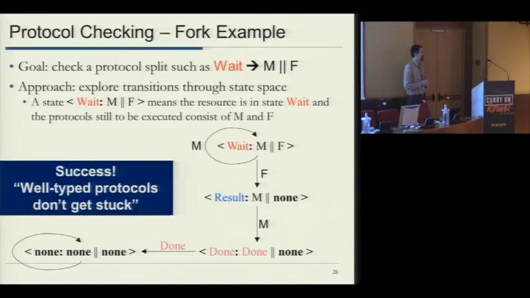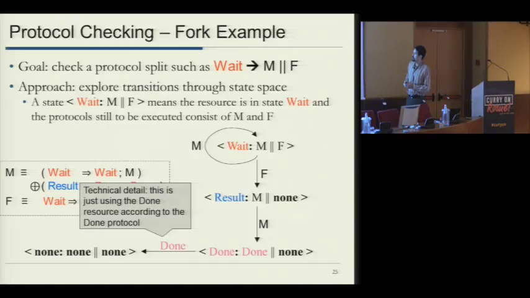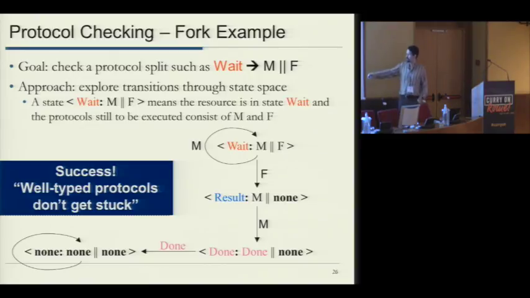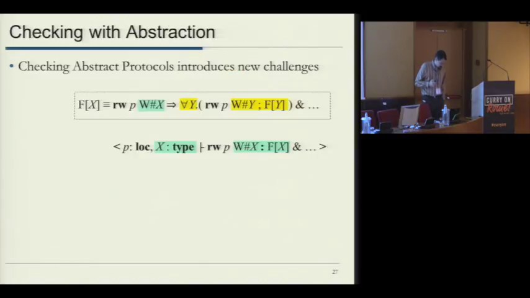So we now have a complete state transition diagram, and notice that we've actually explored all of the possible states that we're in, and every state has some transition going out of it, including technically this last state that can just loop. And so we don't ever get stuck, and that's kind of the theme of the paper, right? Milner said well-typed programs don't get stuck, well-typed protocols don't get stuck either. So that's the basic idea of checking. It gets a little more interesting when we check in the presence of abstraction.